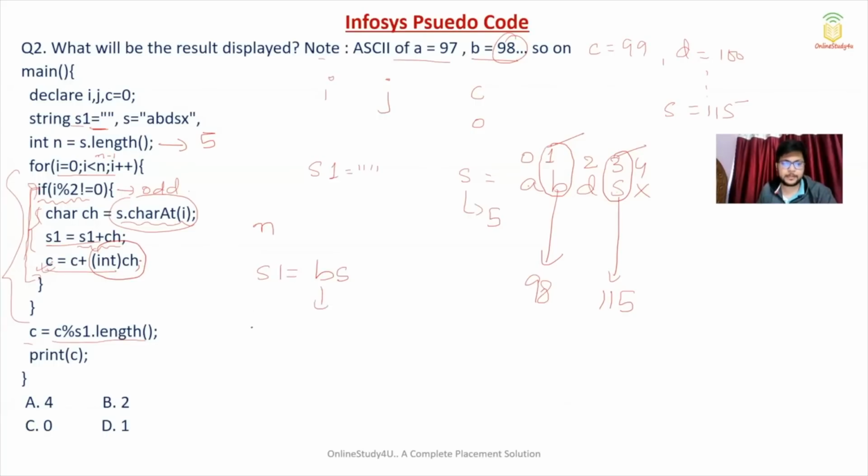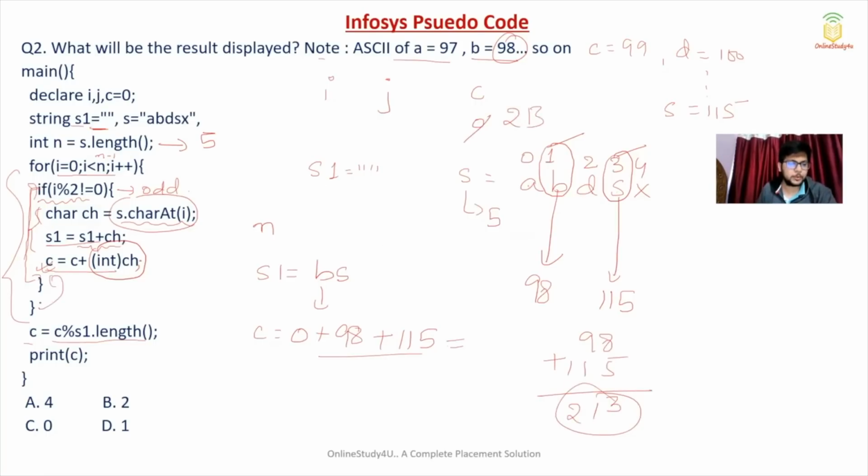At every corresponding position, we are adding the character's ASCII value. For B, it will be 0 plus 98. And for S, it will be 115. So 98 plus 115 is 213. So my C stores 213.